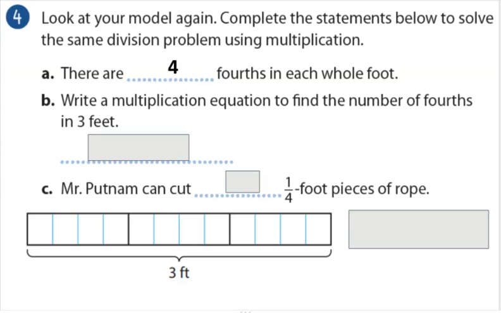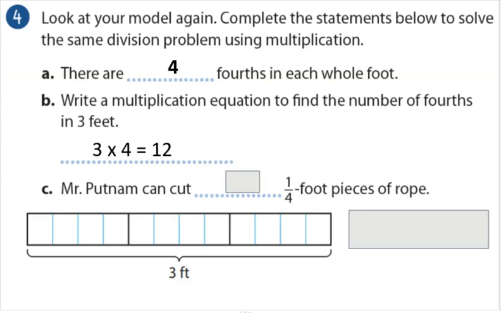Part B, you were asked to write a multiplication equation to find the number of fourths in 3 feet. Well, when you think about it, I have 3 whole feet and I have 4/4 being repeated 3 times. So I can see 4 here, plus 4 here, plus 4 here. And when you hear that repeated addition, you should be thinking multiplication. 3 times 4 equals 12.